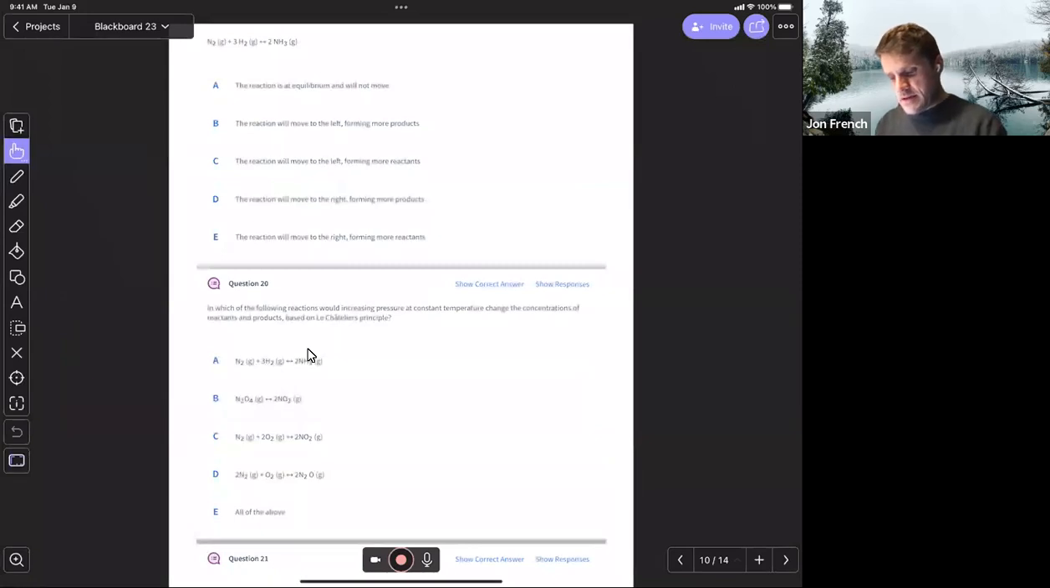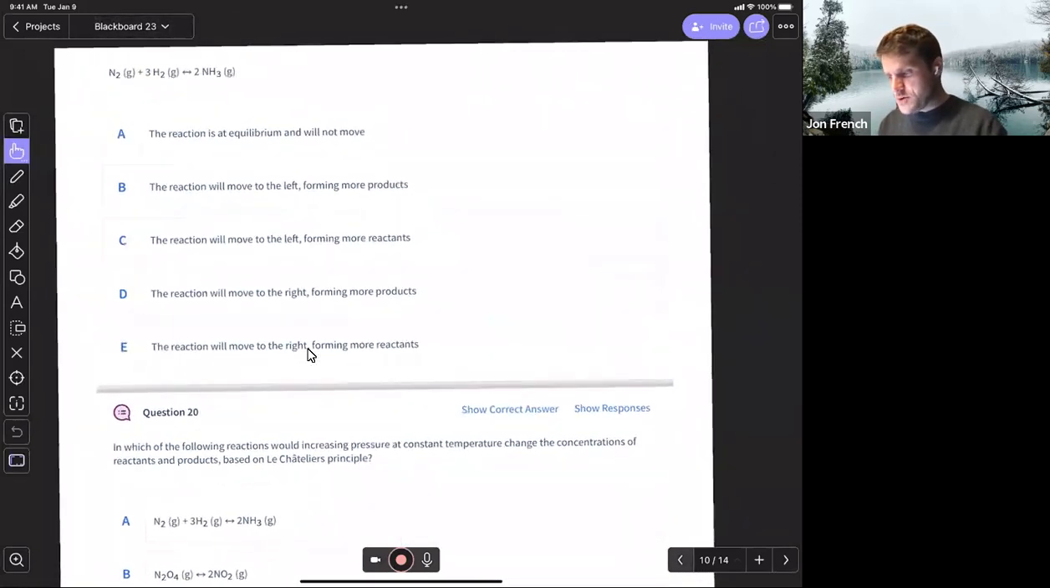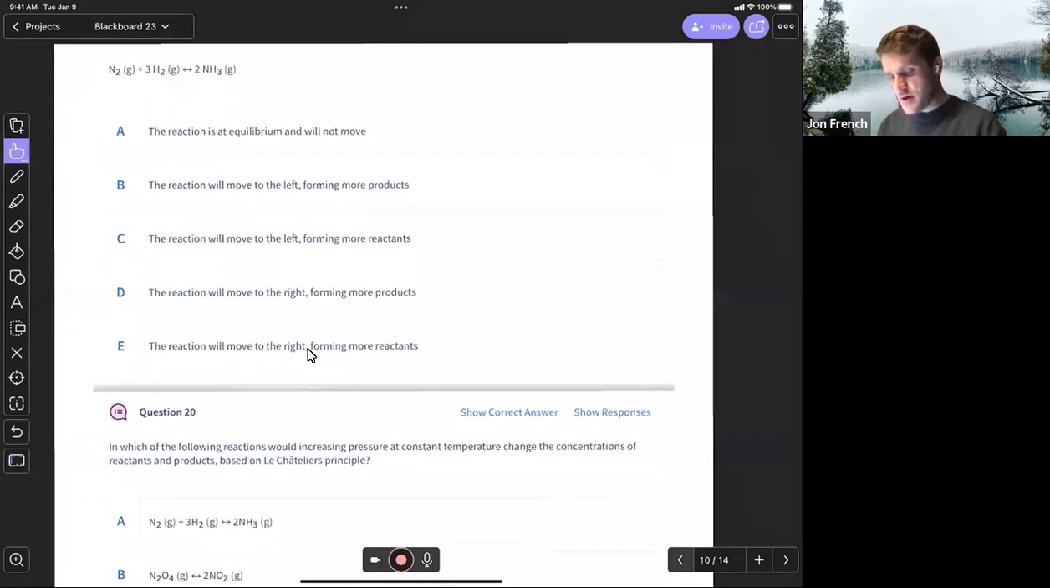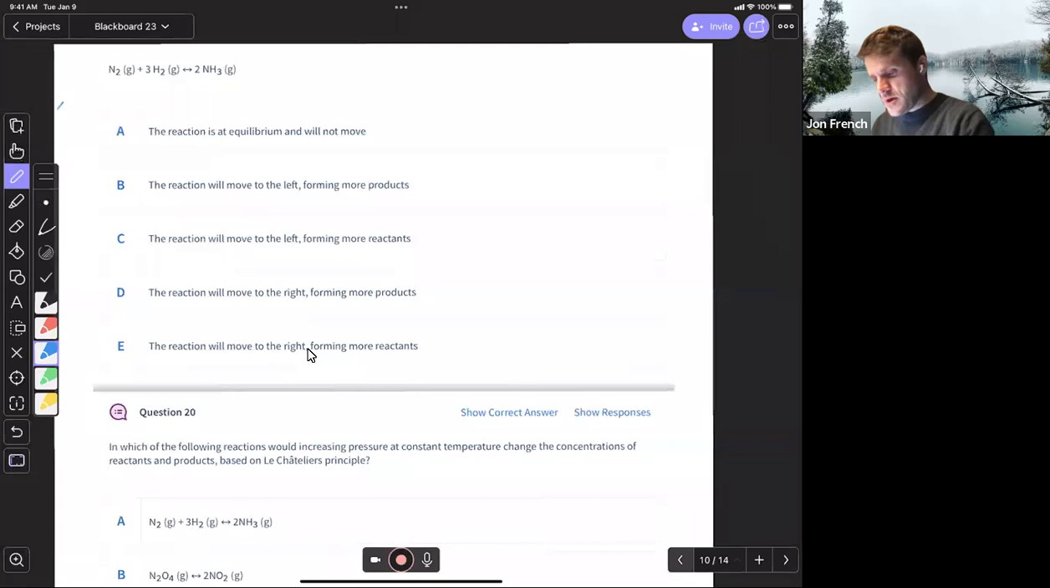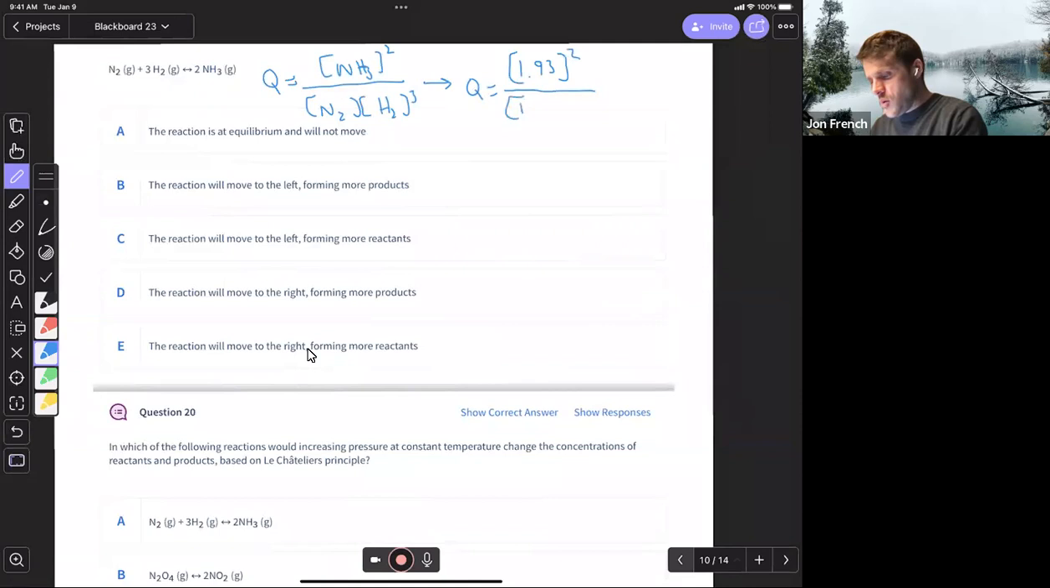So question 19, right, is Q a reaction quotient? We calculate Q the same way we calculate K. So Q for this reaction is going to be the concentration of ammonia squared all over the concentration of nitrogen times the concentration of hydrogen cubed. We'll plug in the concentrations we have. So Q equals 1.93 squared over 1.02 times 1.97 cubed. Multiply all those together and I get Q equals 0.477.